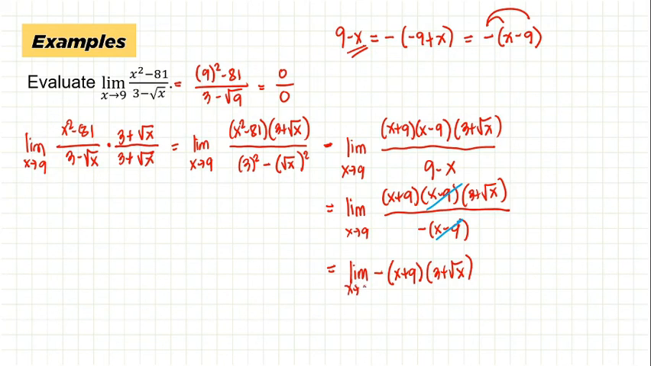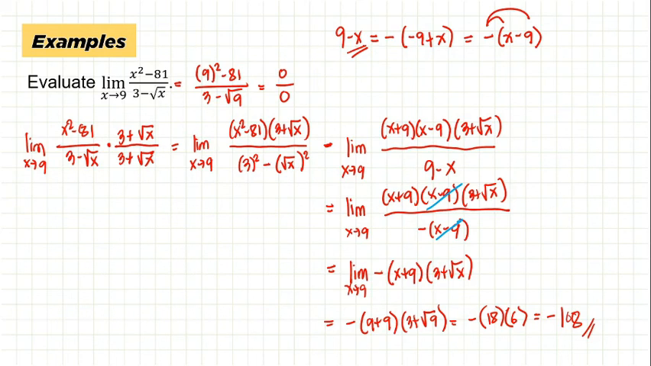As x approaches 9. Then doing direct substitution, we have negative of 9 plus 9 times 3 plus square root of 9. And that is negative of 18 times 3 plus 3, 6. 18 times 6 is equal to negative of 108. So there. So our final answer is negative 108.